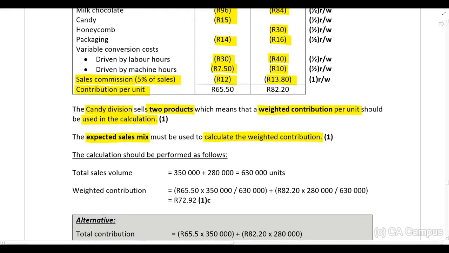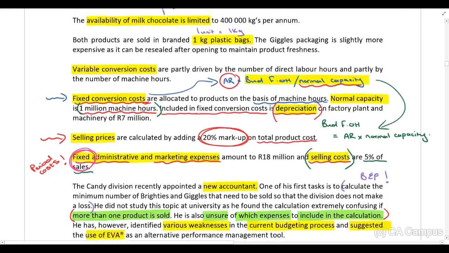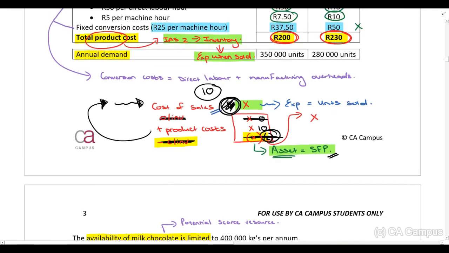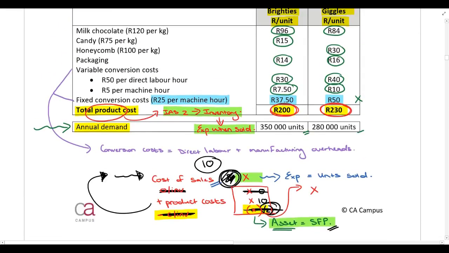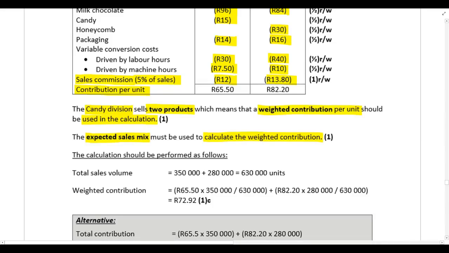All right, so if we go back to the information provided, you were given the annual demand over here. So the annual demand is 350,000 units of Brighties and 280,000 units of Giggles. So please remember, guys, you always use sales volumes in your calculation over here. You always weight using your sales volumes because the assumption that we make is the sales mix will remain constant. So we calculate what that sales mix is, we assume it remains constant, and we use that to calculate the weighted contribution.